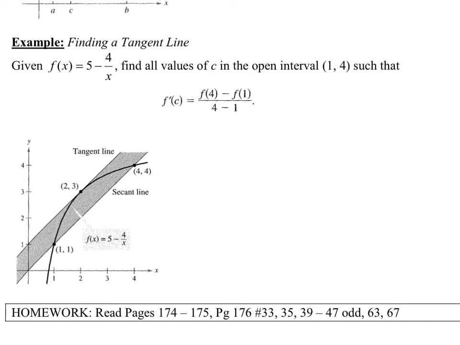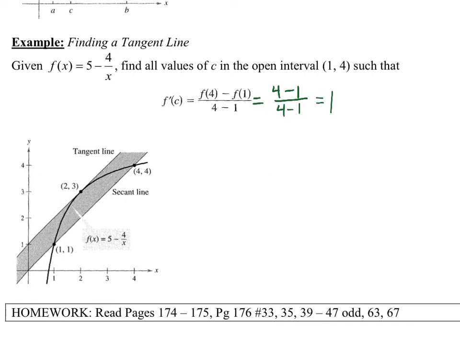f of 4, if I plug a 4 in, I have 4 over 4, so 5 minus 1 is 4. If I plug in a 1 to get my f of 1, I have 4 divided by 1, which is 4. 5 minus 4 is 1. So I have 4 minus 1 over 4 minus 1, which is just 1. So at some point on this graph, my slope will equal 1. Now I've got to find where that is.